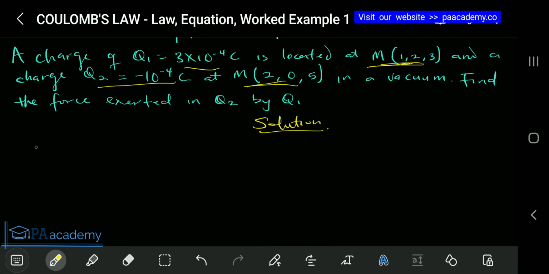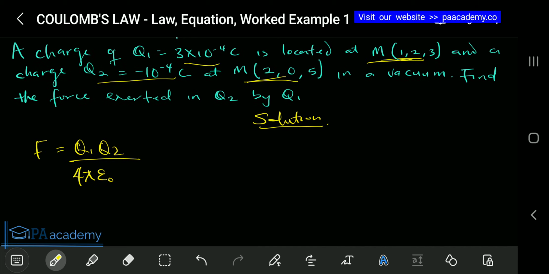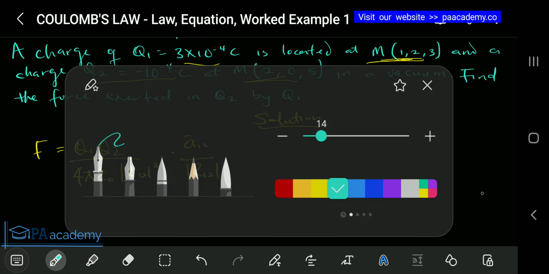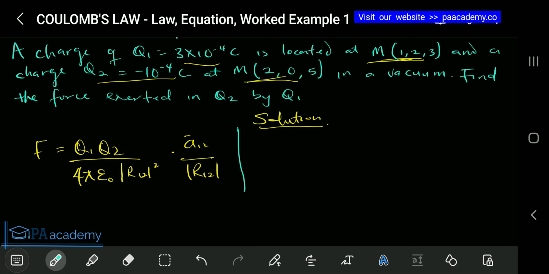So now let's write out the formula first. The formula we have to use to look for the force is: F equals Q1 Q2 over 4 pi E naught, then the magnitude of R12 squared, multiplied by A12 over R12. Don't worry, that's the purpose of this example, we are going to simplify everything. So now let's bring out the parameters from the question.